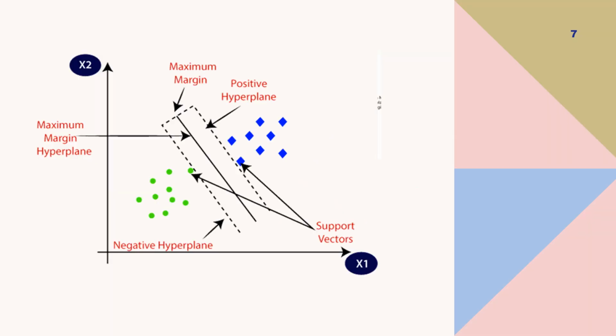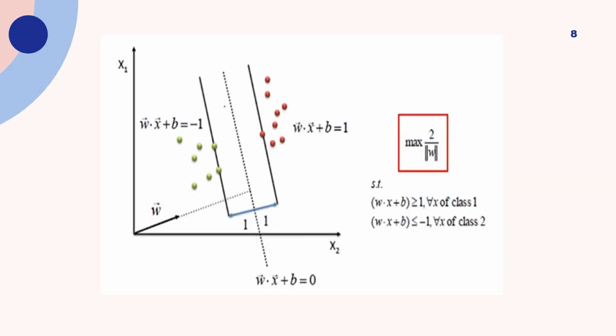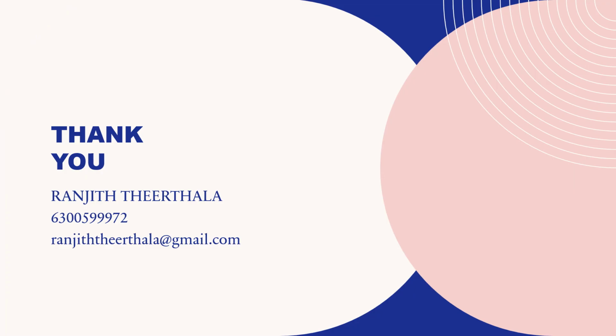So here are the nomenclatures: maximum margin, positive hyperplane, negative hyperplane, and support vectors. Our hyperplane has the condition w·x + b = 0, the negative hyperplane has w·x + b = -1, and the positive hyperplane has w·x + b = 1. And this w is selected by choosing it so that the margin is maximum. When 2/||w|| is maximum, then we should choose that w. And thank you.